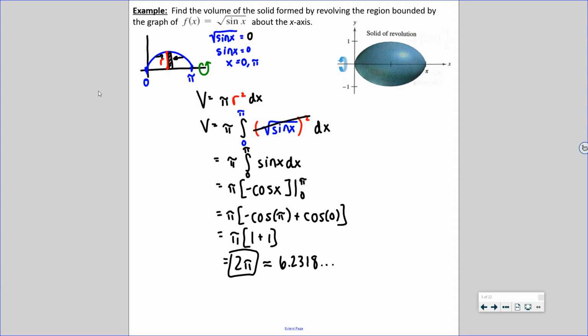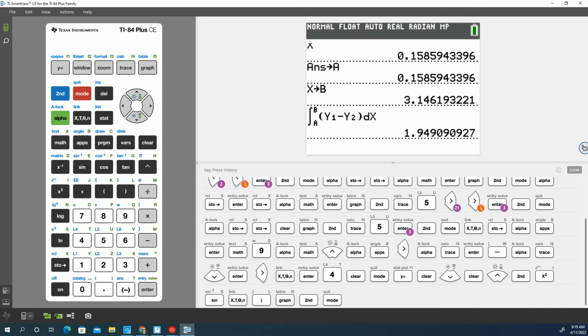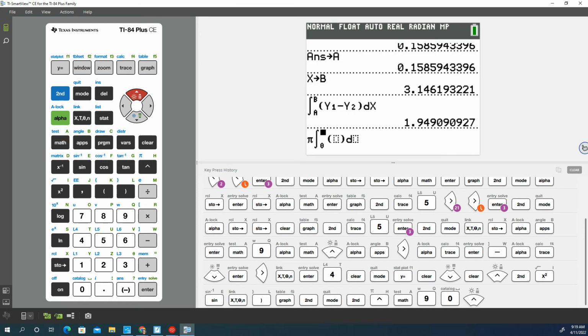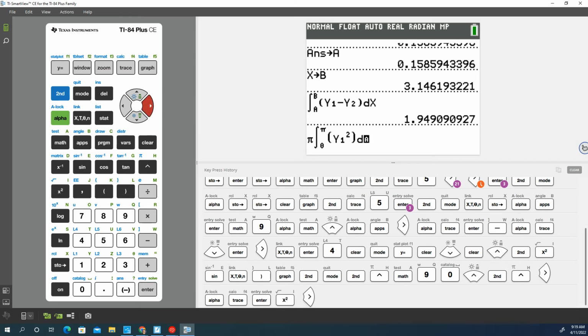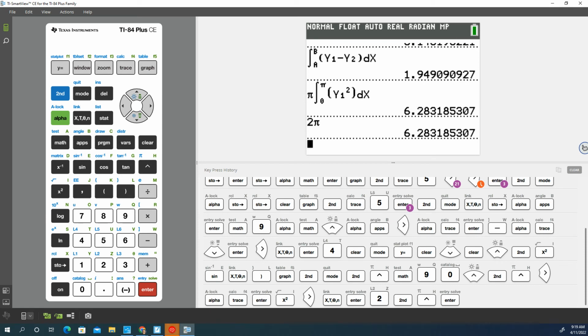Well, let's go ahead, and this is what you would type into your graphing calculator right here. And I already have that square root of sine of x in my y1. So to calculate the volume, I would do pi, math 9, from 0 to pi, my radius, which was my y1 minus 0, because it's tucked up right on the x-axis, squared with respect to x. And let's see if we get about whatever 2 times pi is. Oh yeah, 2 times pi is the exact same as that decimal.